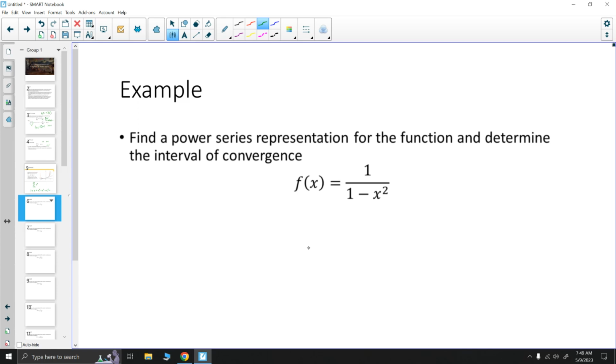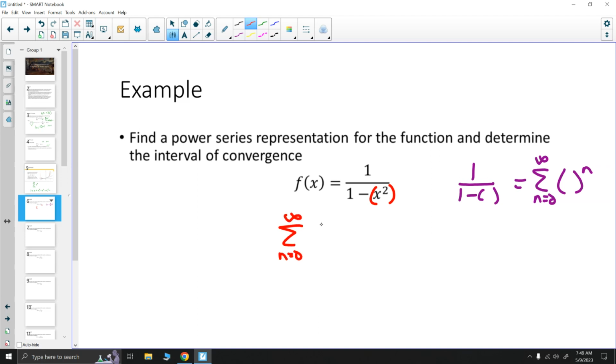So what we're going to do here is try and match this to 1 over 1 minus something, because this thing is our sum as n equals 0 to infinity of that something to the n. So that's what we're trying to do. We need a 1 minus, and then we need something. So in this case, our something is just x squared. So this will be the sum, n equals 0 to infinity, of x squared to the n.